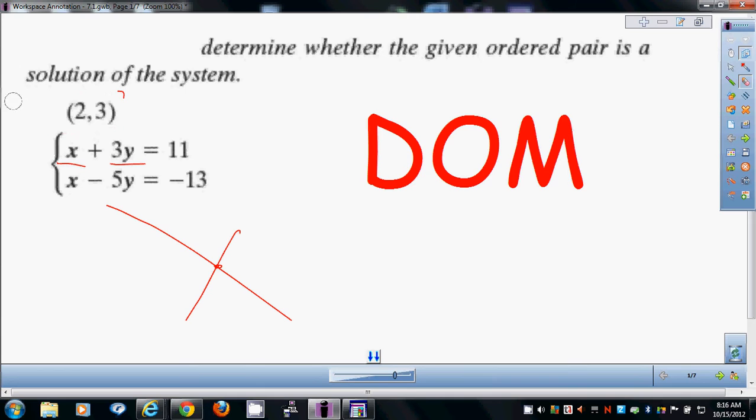And they did. 2 plus 3 times 3 is 11. You know how to plug stuff in. So you plug it into both, and they both equal.